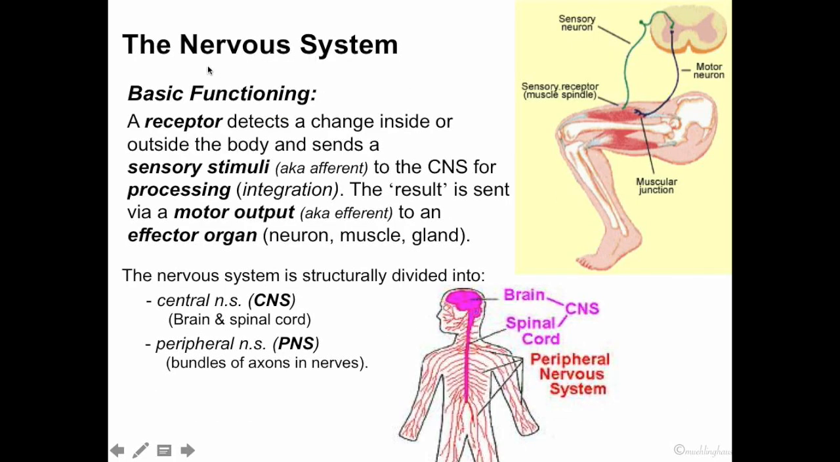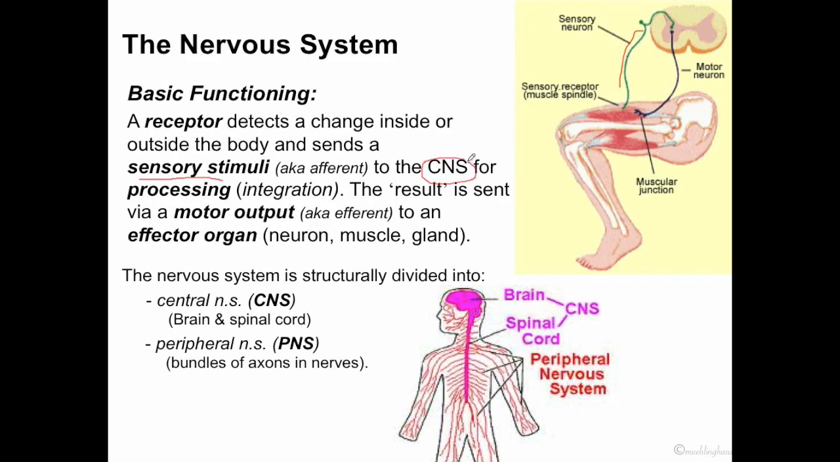When we look at basic nervous system functioning, we're going to go back to the negative feedback loop. So we're going to look where we have a receptor that detects a change on the inside or the outside of the body, and then sends a signal, or what we call here a sensory stimuli. Here we go. Goes and brings that into the spinal cord or the brain.